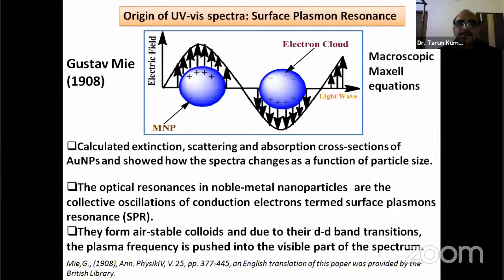In this case, we have to mention Gustav Mie. He developed the microscopic Maxwell equation to calculate the extinction, scattering, and absorption cross-section of gold nanoparticles, and he showed how the spectra change as a function of particle size. The optical resonance in a noble metal nanoparticle, silver or gold, is the collective oscillation of the conduction electrons, and that we call the surface plasmon resonance. They form air-stable colloids, due to the d-band transition and plasma frequency. So from there you get an idea of what surface plasmon resonance is, and for this you get the UV-visible spectrum.